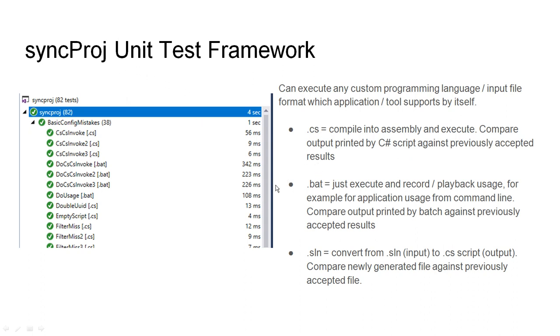And for the Sync project itself, C# files mean that those will be compiled to an assembly and executed, and whatever output that C# script produces will be compared against what was previously accepted. For batch files and solution files, the behavior is slightly different, but the logic is the same, so we are still comparing something against some previously accepted results.